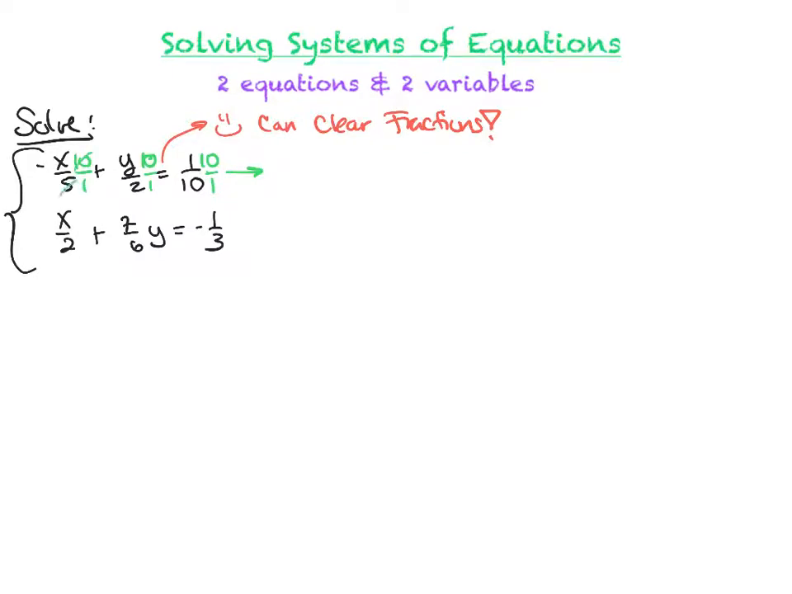And when we reduce that, 10 over 5 is 2. That's negative 2x. 2 goes into 10 5 times, plus 5y. And 10 over 10 is 1, equals 1.